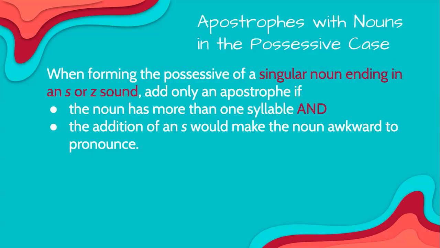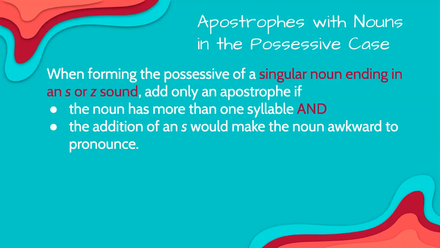When you're forming the possessive of a singular noun that ends in an S or a Z sound, the rules are slightly different. You add only an apostrophe if the following two conditions are both met. First, the noun has more than one syllable. And second, the addition of an S would make the noun awkward to pronounce. So the rule here is kind of helping guide pronunciation.